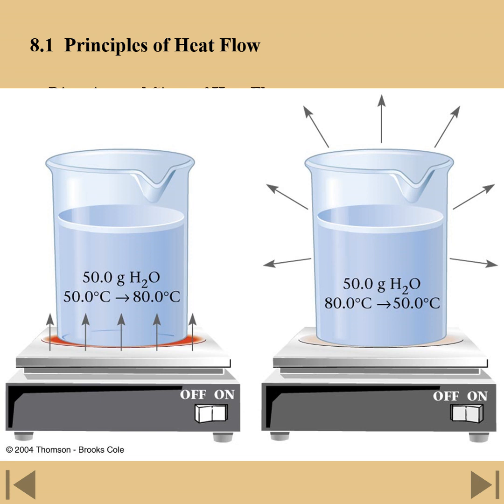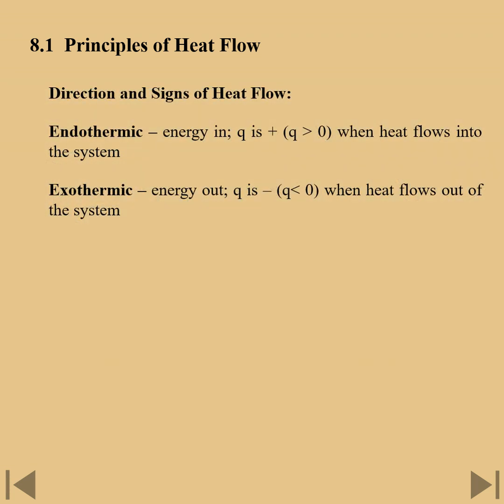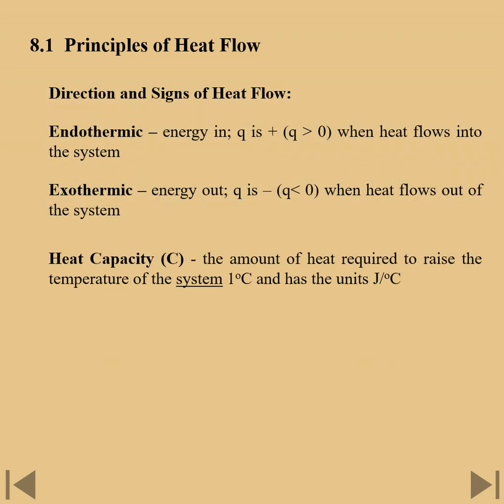So when we look at this picture again, what do we have for the water on the left? Energy in, endothermic, and the process would be positive. The illustration on the right, it's energy out, that's exothermic, and the sign of this would be negative. So endothermic positive, energy in, exothermic negative, energy out. So do note how the sign tells us the direction of the heat flow.